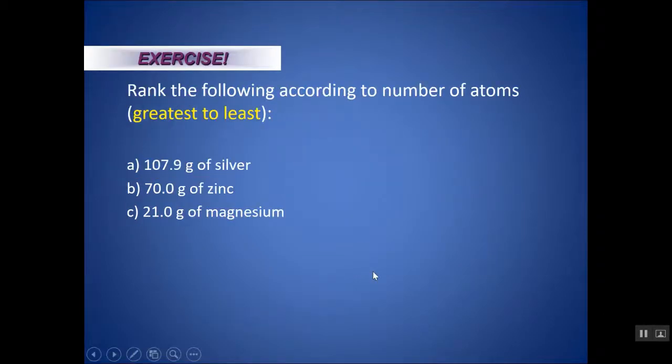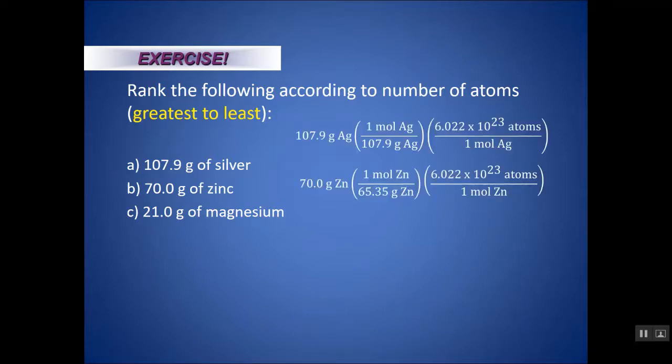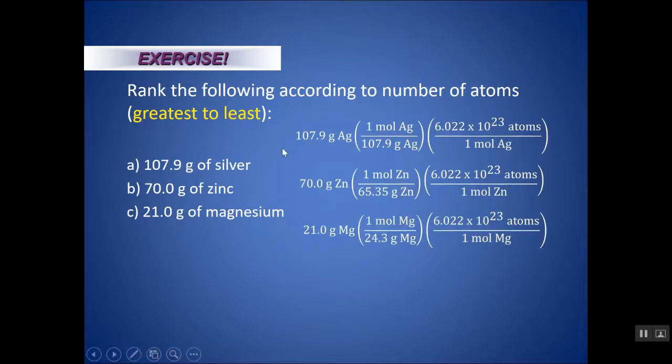Take a moment, try this one. This you can also do without a calculator. Let's just look at the setups here. So again, very similar setups. This time they're all starting with different masses and they have different molar masses, but the final step is all the same, because changing moles into number of atoms would be the same for all these different monatomic elements.